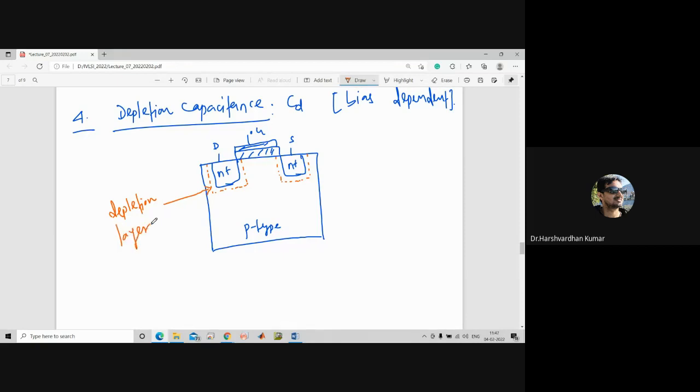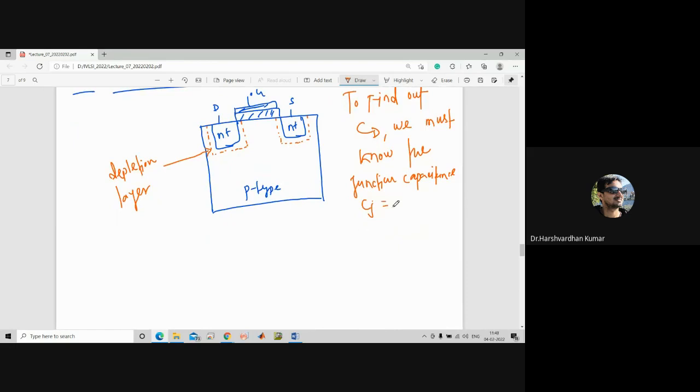Depletion layer. So the most important parameter to find out the depletion capacitance CD is that we must know the junction capacitance, that is Cj, and its unit is farad per centimeter square. So Cj you can calculate by epsilon_s by XD.